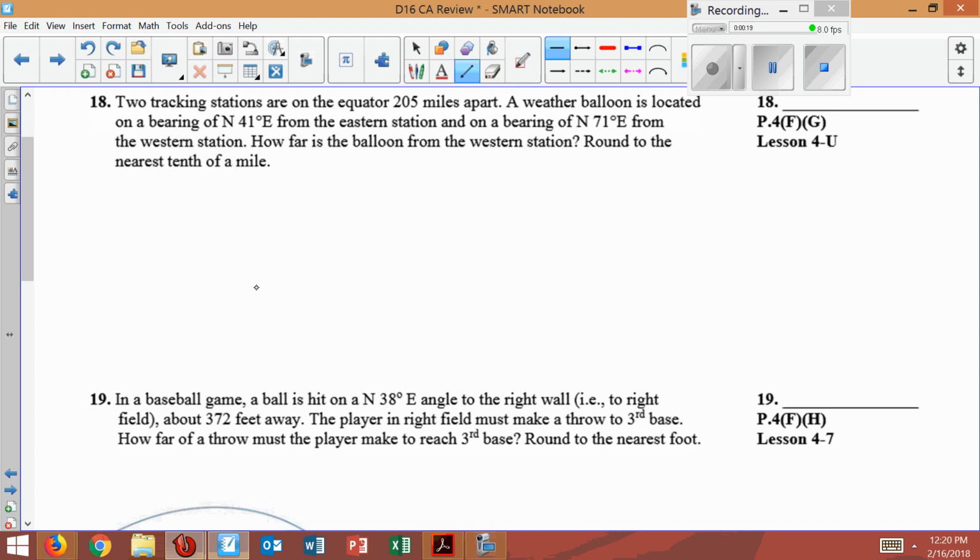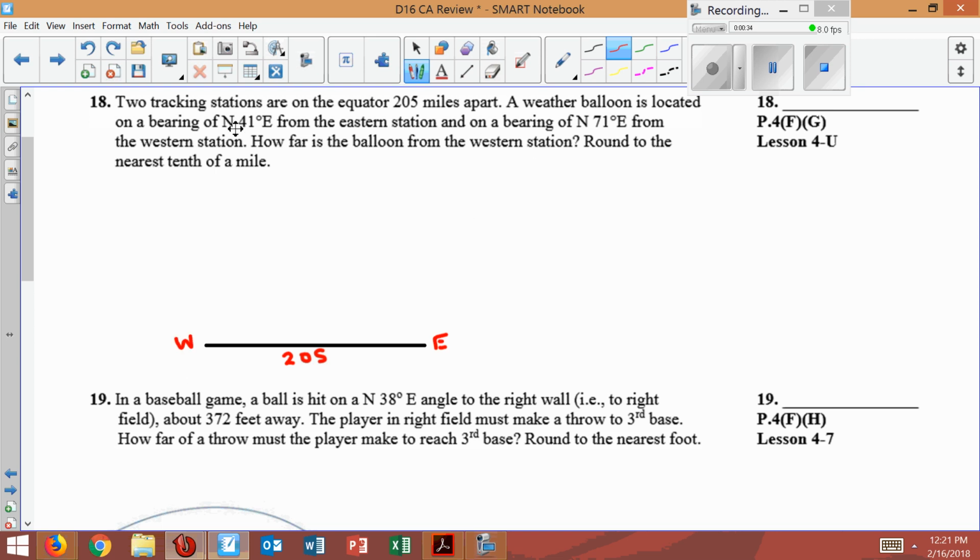So I'll start plotting this out. It says two stations are on the equator 205 miles apart. So there's 205 miles, and I drew this horizontal because the equator is horizontal. There's an east station, and there's a west station.